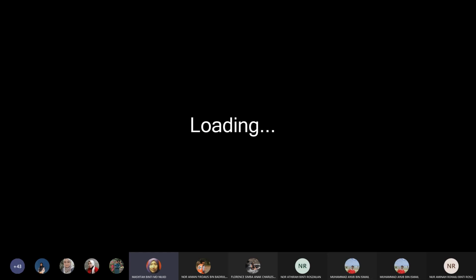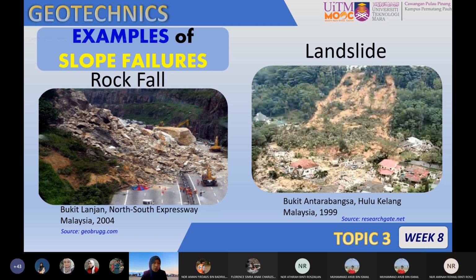Slope failures happen in Malaysia. For example, in 2004, we had a slope failure with rock falls in Bukit Lanjan on the North-South Expressway. As you can see, these are major, massive rock falls and they caused road damage. And the next figure on the right side was in 1999, the landslide in Bukit Antarabangsa, Hulu Klang. I think these are two very famous cases in Malaysia.